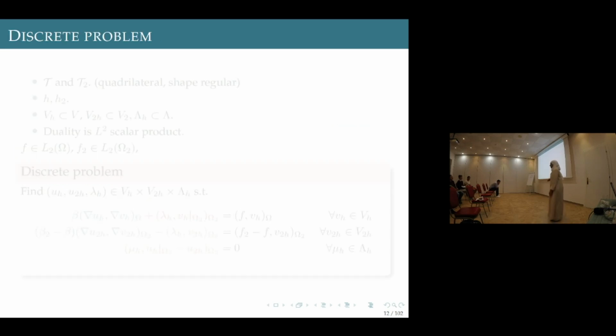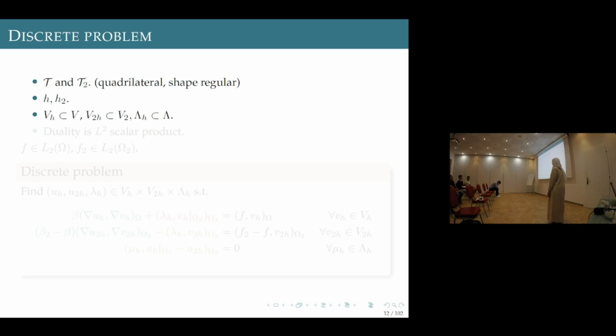Moving into discretizing our domains, we have the big domain that is filling the entire problem setting, which is the fictitiously extended domain, and we have the following meshes, tau and tau2, that are quadrilateral in 2 dimensions and hexahedral in 3 dimensions, and they are shape regular. H is the maximum mesh size of tau, and H2 is the maximum mesh size of tau2.